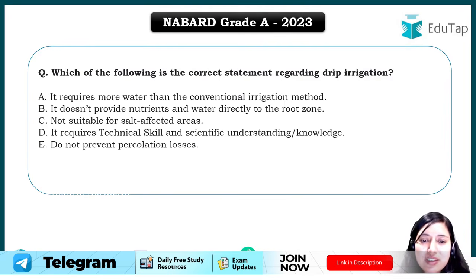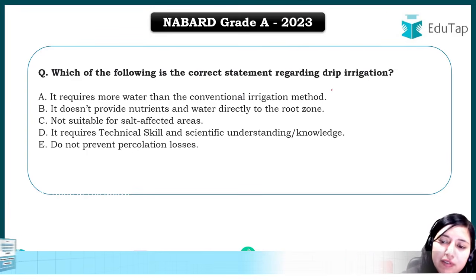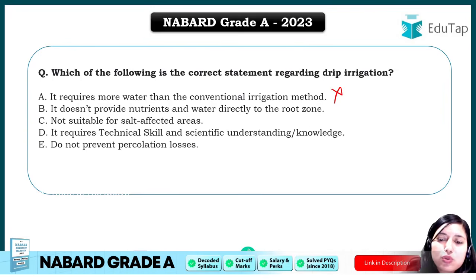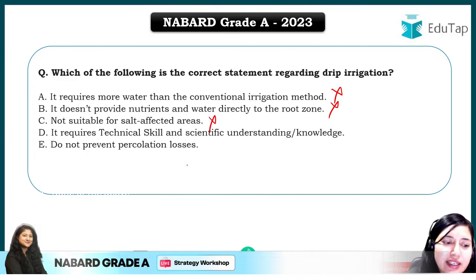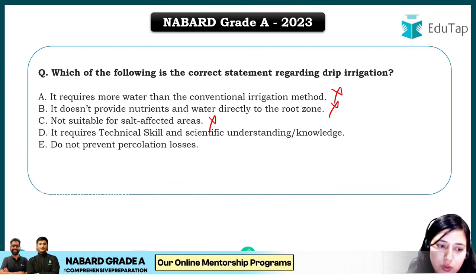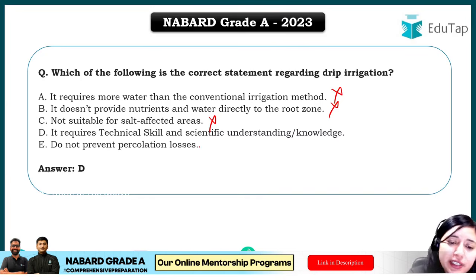Next is: which of the following is the correct statement regarding drip irrigation? Options: it requires more water than conventional irrigation method. It will not be the answer. It does not provide nutrient and water directly to the root zone. It will not be the answer. Not suitable for salt affected area. Again incorrect. It requires technical skill and scientific understanding and knowledge. Okay, that can be the answer. Let's move ahead to the next. Does not prevent percolation losses. Okay. So the answer here will be option D, right?